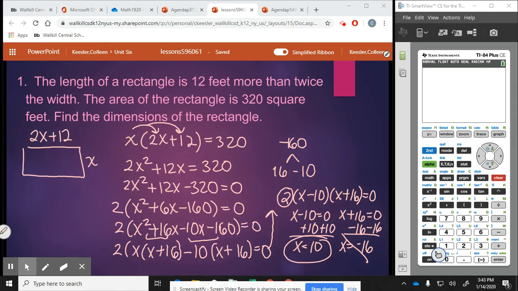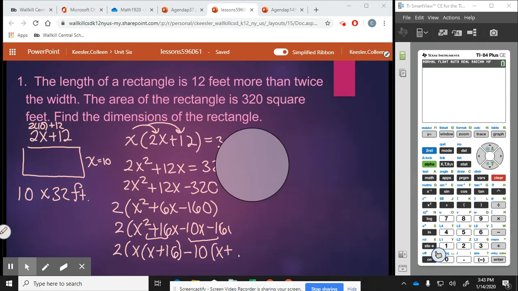We're going to plug that in. So x here is 10. And then 2 times 10 plus 12 gives us the length. So that's 20 plus 12, which is 32. So the dimensions of the rectangle are 10 by 32, and feet is our unit. And that makes sense because 10 times 32 is 320. All right, let's take a look at another one.